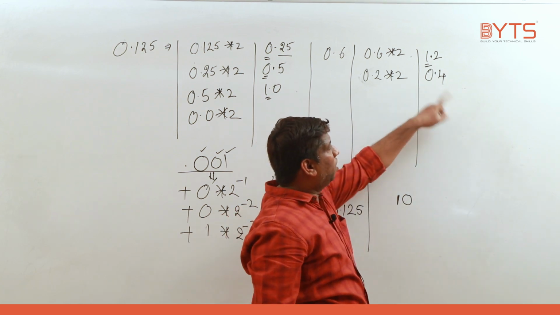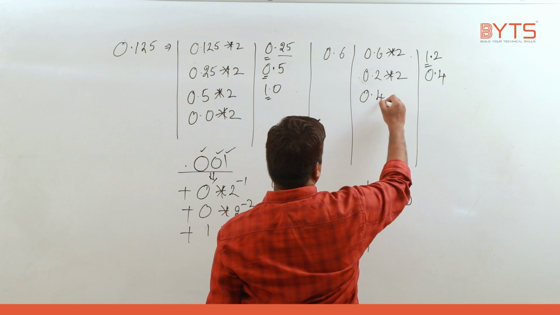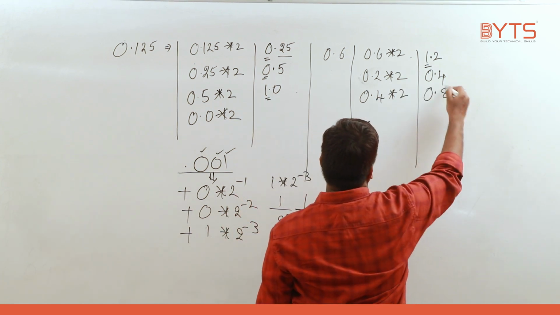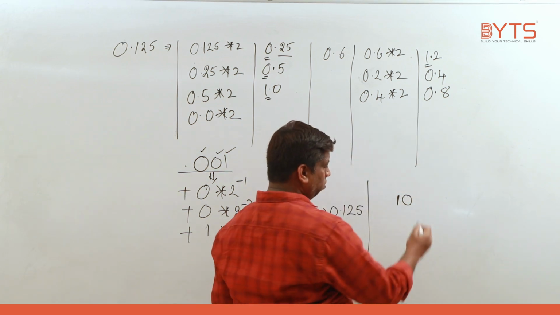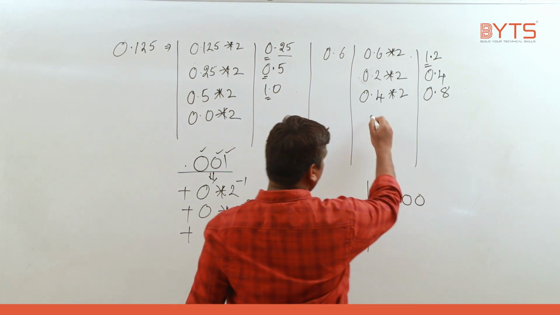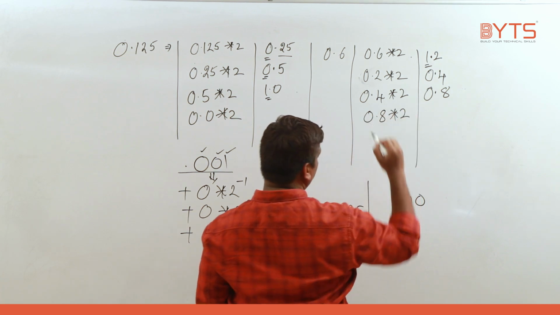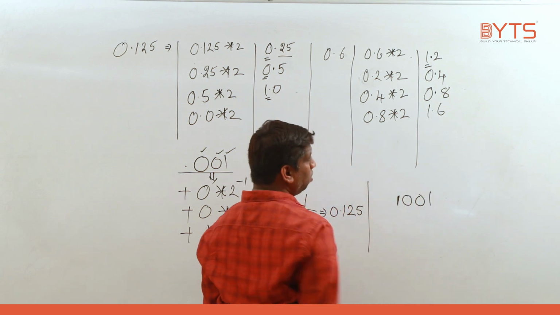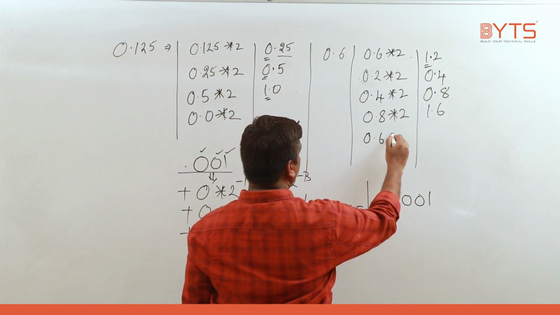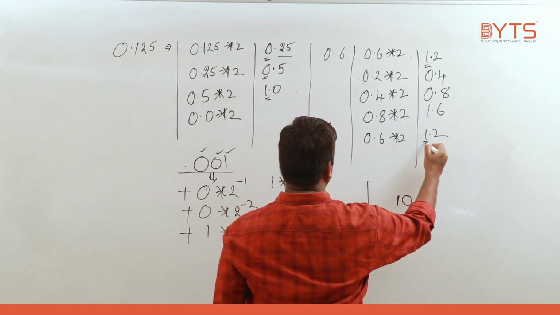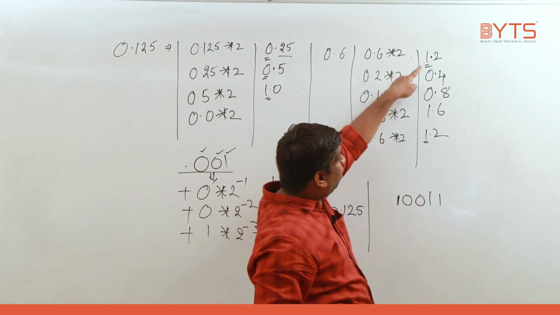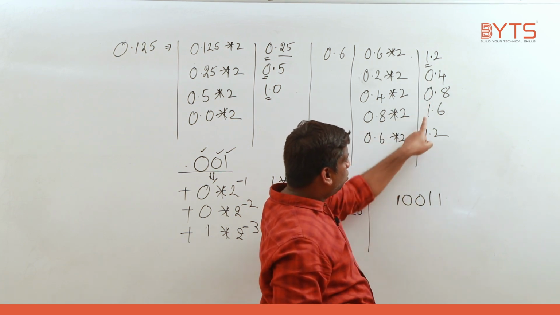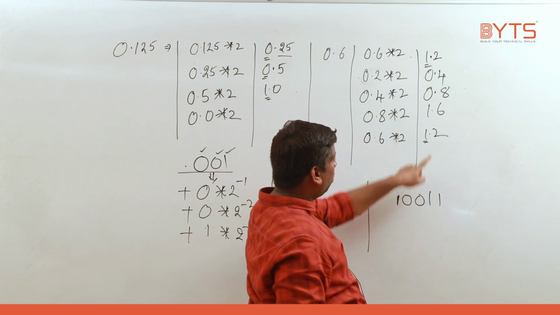Fine. Next, 0.4 I need to take into 2. 0.4 into 2 is how much? 0.8. Now we need to take 0. Next, what is remaining? 0.8. 0.8 into 2 is how much? 1.6. So I need to take 1. Now again I got 0.6 into 2. 0.6 into 2 is 1.2. Now I need to take 1. Have you seen here? 1.2 I took 1, 0.4 I took 0, 0.8 I took 0, 1.6 I took 1, 1.2 I took 1 and 0.2 will come here.